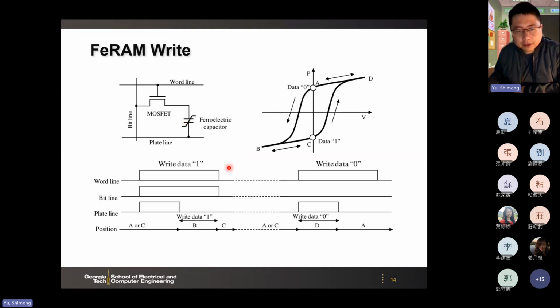And this is the write operation timing, and it's straightforward depending on the data. If the data we initially stored is 1 and you want to switch to 0, then you apply positive voltage to the capacitor here, and you're going to change the data to 0. Or if the data initially is 0, you apply negative voltage, then you will switch to data 1. So this is the write operation.